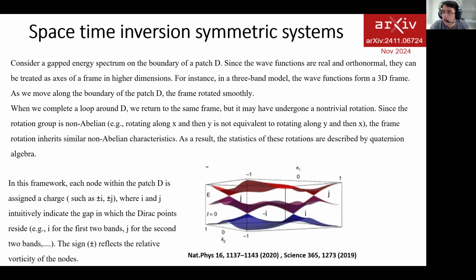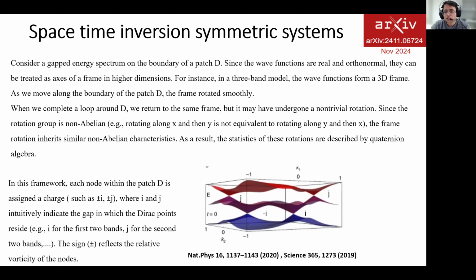I mean, have a gapped energy spectrum. In this construction, we can make a frame in the sense that we can make all energy bands, I mean energy wave functions, real functions, and then they actually describe some vectors in higher dimension. Therefore, we can construct some frame using them. Then when we rotate along some line over the Brillouin zone, this frame actually rotates.